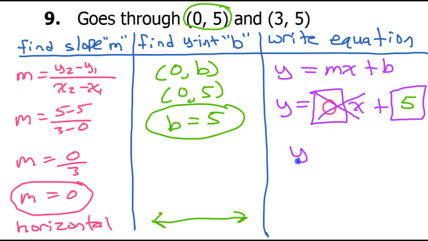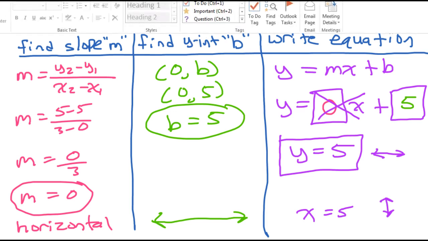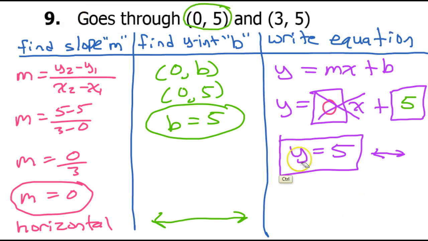And that's going to leave me with y equals 5. So that is going to be the final answer. It will simply be y equals 5. And just please notice that anytime you have a horizontal line, the equation will always be y equals a number. If we had a vertical line, all right, so horizontal line is always y equals something. If I had a vertical line, it would be x equals something, like maybe x equals 5. All right, but this is a horizontal line, so y equals 5.